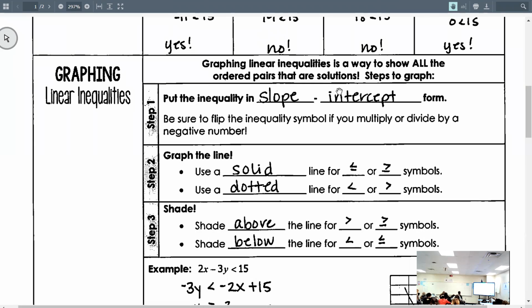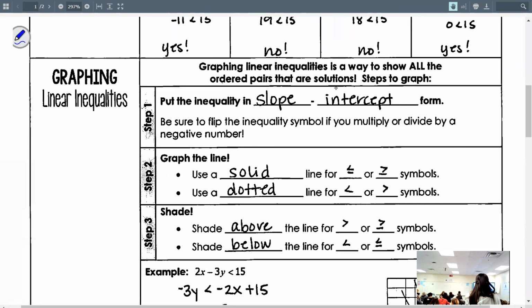But first, you're going to want to make sure that the inequality is in slope-intercept form. So what would that look like? y equals mx plus b. Good. Except of course now the equal sign is an inequality symbol, which would be like any one of these 4. And then there are certain times that you need to flip the inequality symbol. So when do you do that? Good. So star it, highlight it, it's reminding you right there.